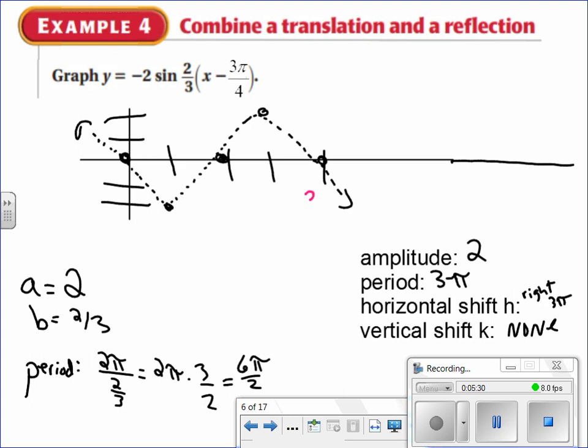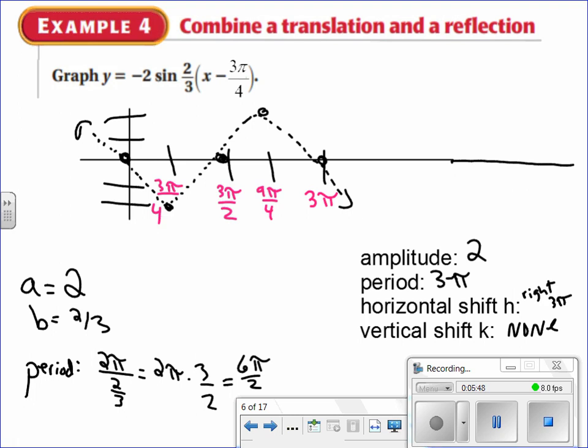When I found out my period was 3 pi, I really should have labeled that 3 pi. This 3 pi over 2. This one 3 pi over 4. And this one 9 pi over 4. But that'll help us figure out just how far we're shifting.